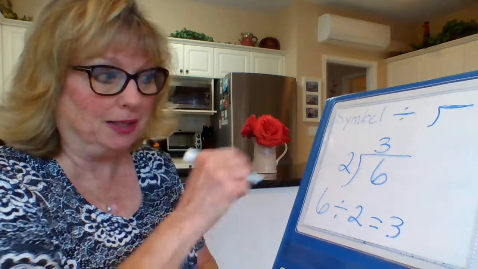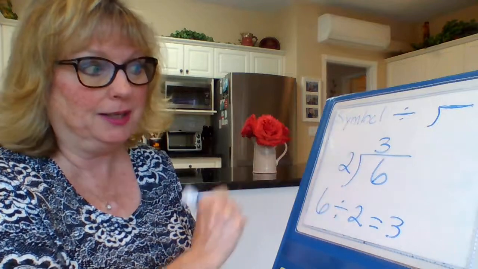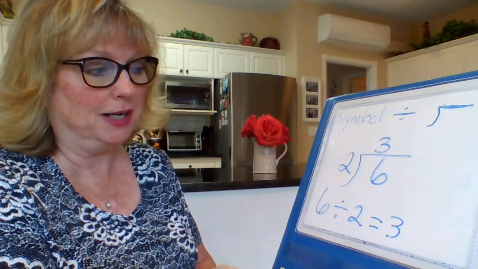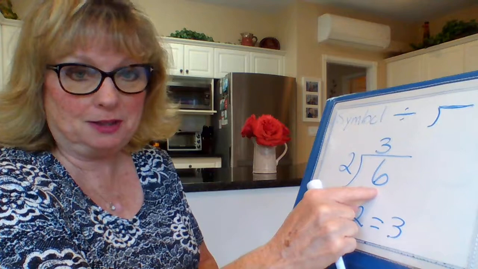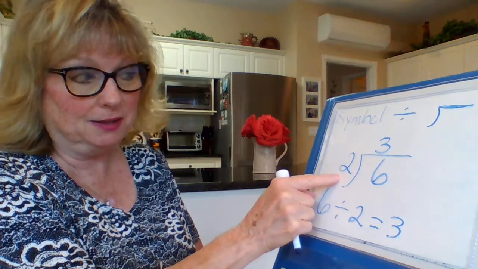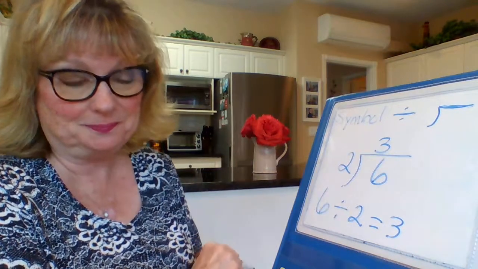So practice that with me. Make sure you've written that down, okay? This is to say we're going to divide the big number in the middle. We're going to divide by, and here's our answer.